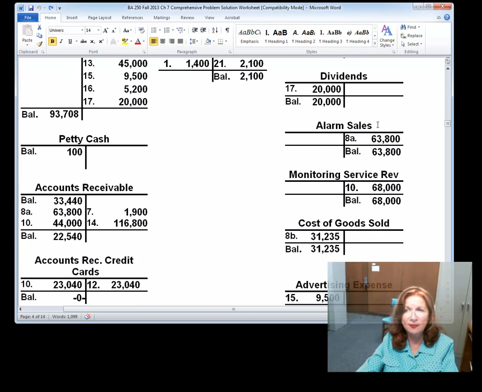And then here's alarm sales. And it's a credit balance. It's a revenue account. So this credit balance would be on the right-hand side. And then here's the monitoring services sales. There's its balance. And you put it in.